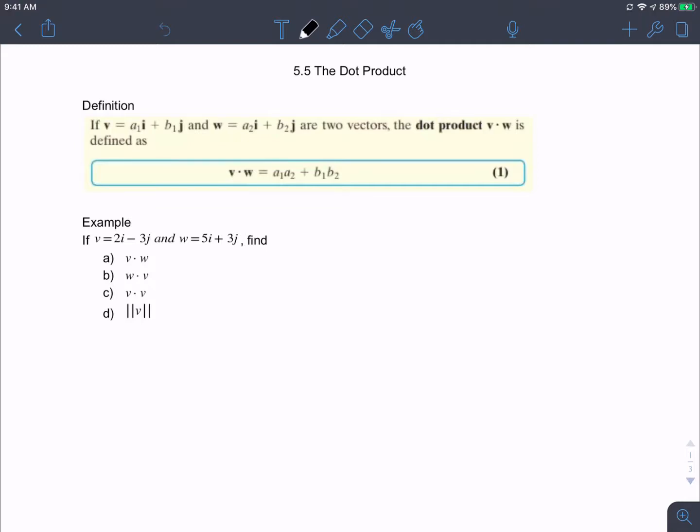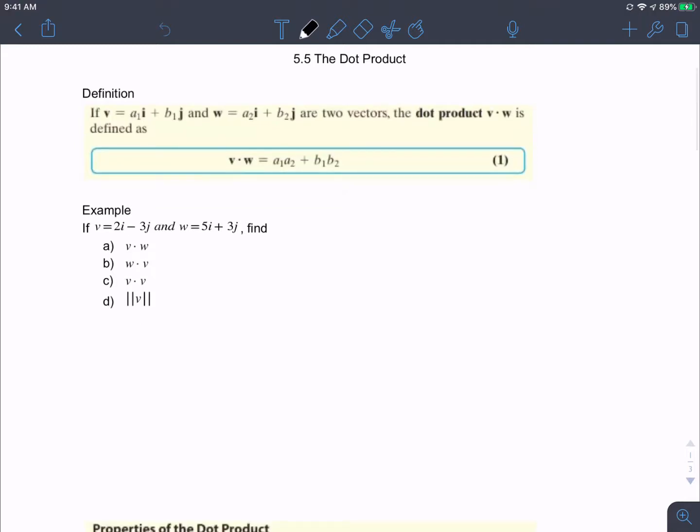Hello class. Today we're going to do section 5.5, the dot product. So first thing we want to do is talk about the definition. Given two vectors, v and w, the dot product is actually a product. We're going to multiply the two i components and then add that with the two j components. So let's do an example of that so you guys can see.